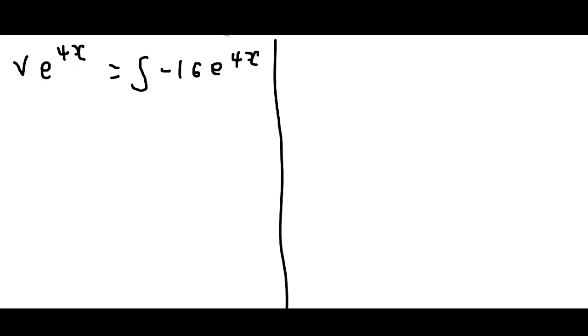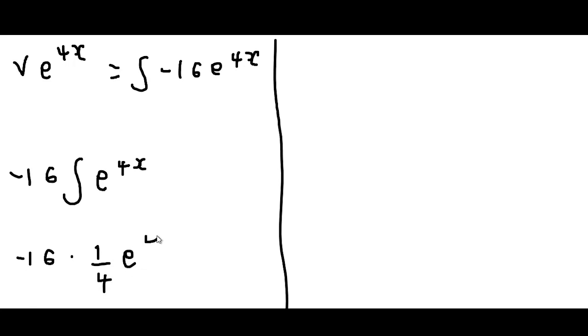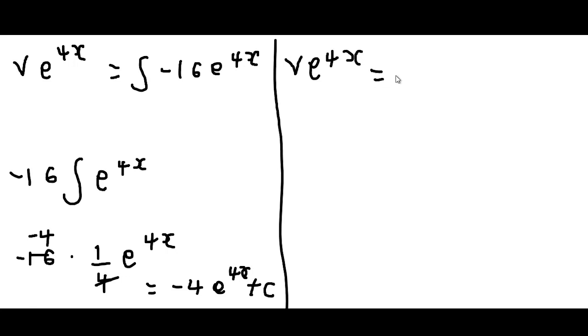So let us integrate this as a separate entity. Going to remove our negative 16 out here. We are left with e to the 4x, and when we integrate the exponential of 4x, we're going to be left with negative 16 multiplied by a quarter e to the 4x. So this and this cancel. We're left with negative 4e to the 4x plus c. So we're going to say v e to the 4x equals negative 4e to the 4x plus c.